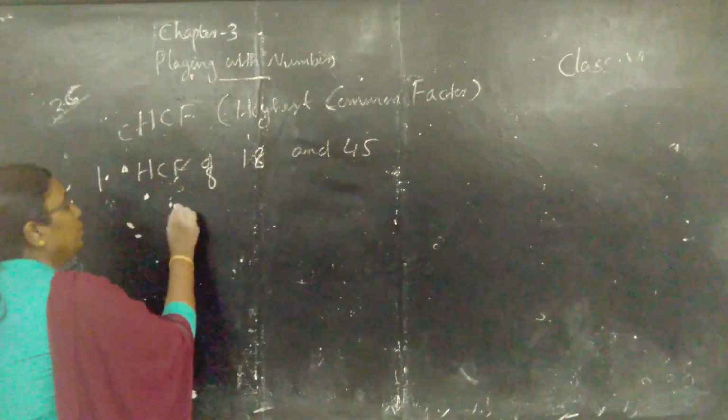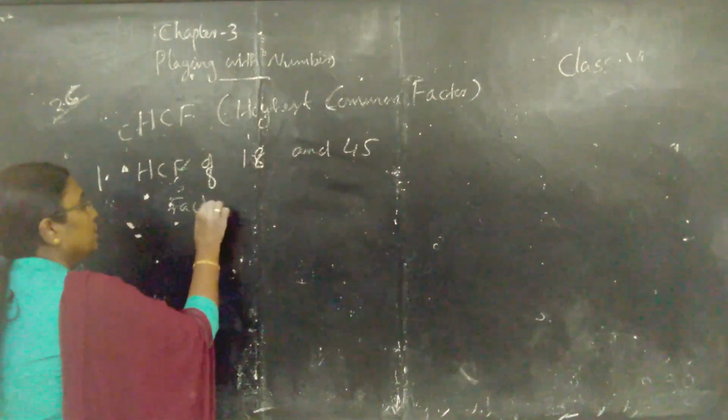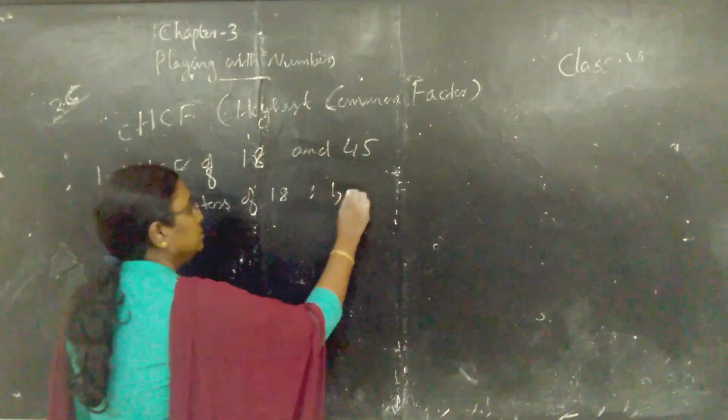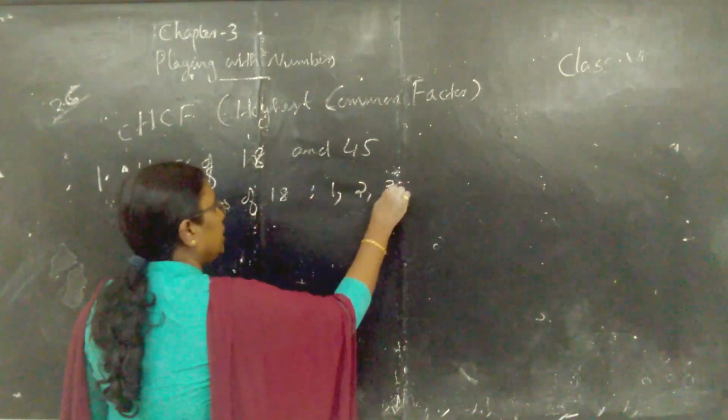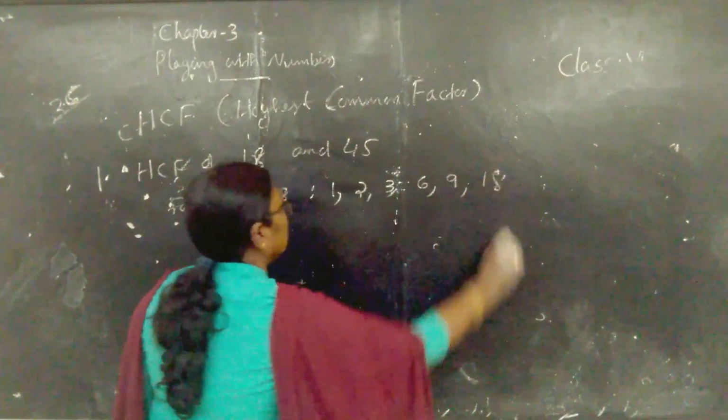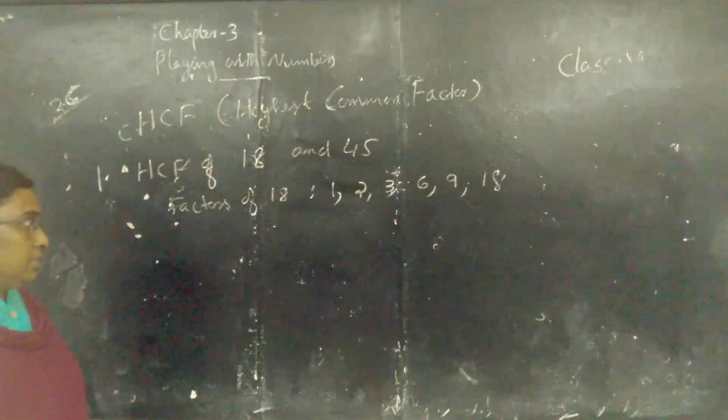Factors of 18. You know the factors of 18. What are the factors? 1, 2, 3, 6, 9, 18. These are the factors of 18.